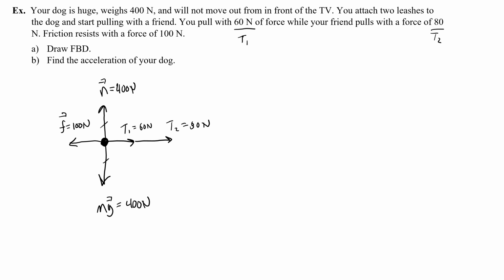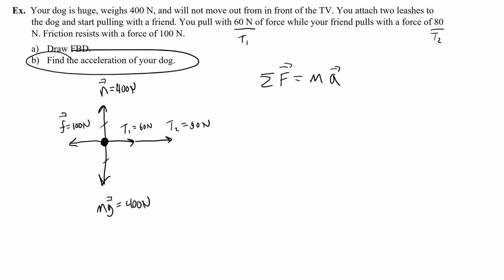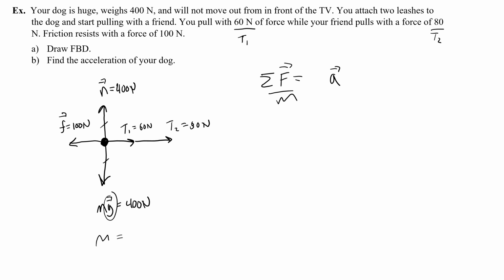Okay, so now I can work on my equations of net force. I know the net force is equal to mass times acceleration, and that's actually what I'm going to want to find here. So if I divide the net force by mass, then I'll get the acceleration. Let's find the mass of the dog real quick. If the weight is 400, then the mass is 400 over 10, because you're dividing by g, so 40 kilograms. All right, so the acceleration is the net force, which we don't know, over the mass, 40 kilograms.